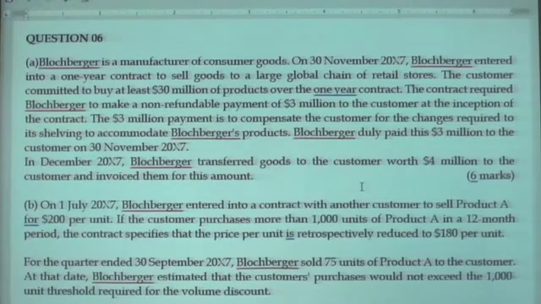Clear? At the inception of the contract, the 3 million payment is to compensate the customer for the change required to its shelving to accommodate the company's product. The company duly paid 3 million to the customer at the beginning. In December 17, the company transferred goods worth 4 million to the customer and invoiced them for the amount. December 17 means the first financial year end.